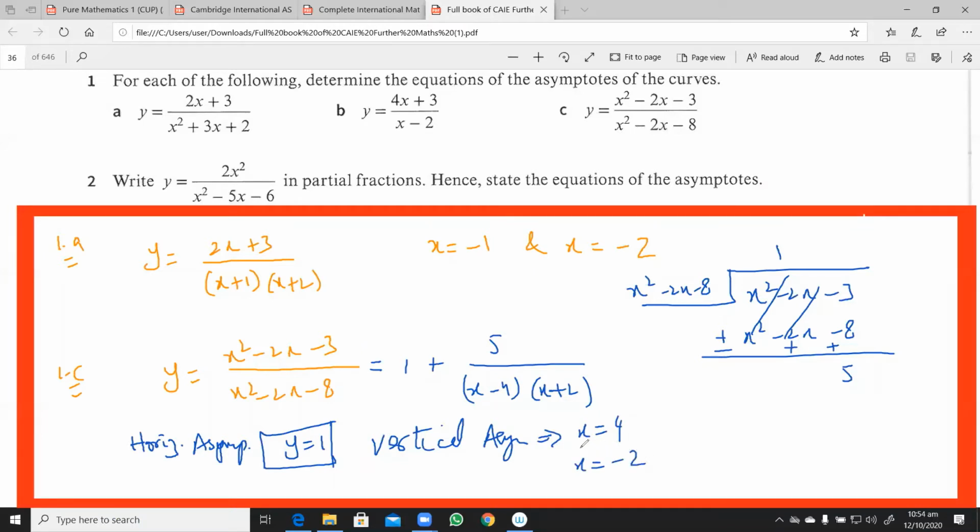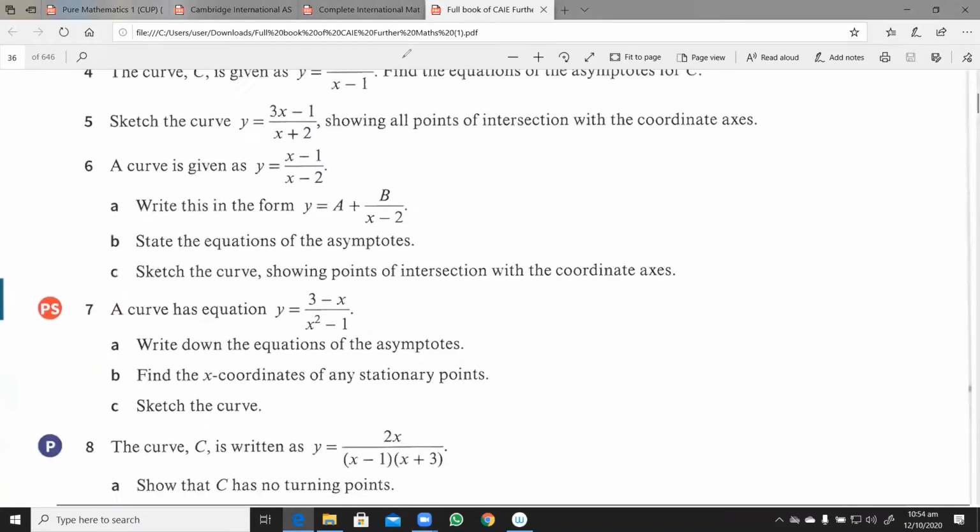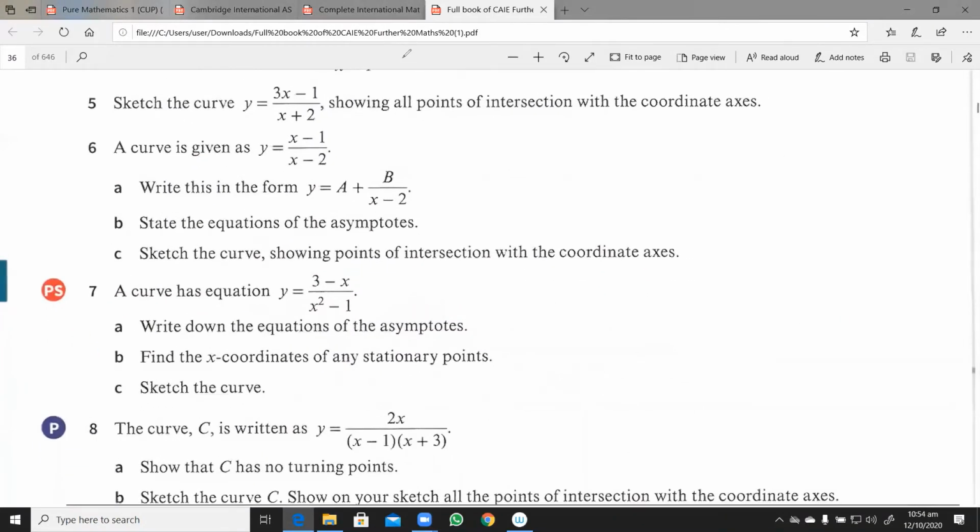Since we have to learn how to sketch these rational functions, we must be very clear about the horizontal and the vertical asymptotes. So let me see if I have any question here where I have to sketch this. Yeah, question number 5. Let's do this question number 5, where we have to sketch this given rational function. So keep it like this. Okay, so let's see how to sketch the graph for this question number 5.